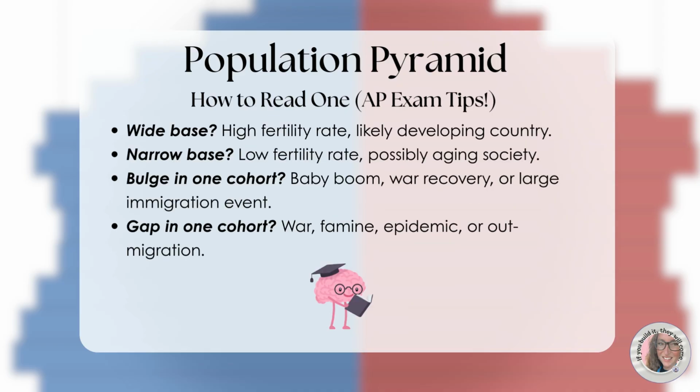How to read 1, AP exam tips. Wide base, high fertility rate, likely developing country. Narrow base, low fertility rate, possibly aging society. Bulge in one cohort: baby boom, war recovery, or large immigration event. Gap in one cohort: war, famine, epidemic, or out-migration.